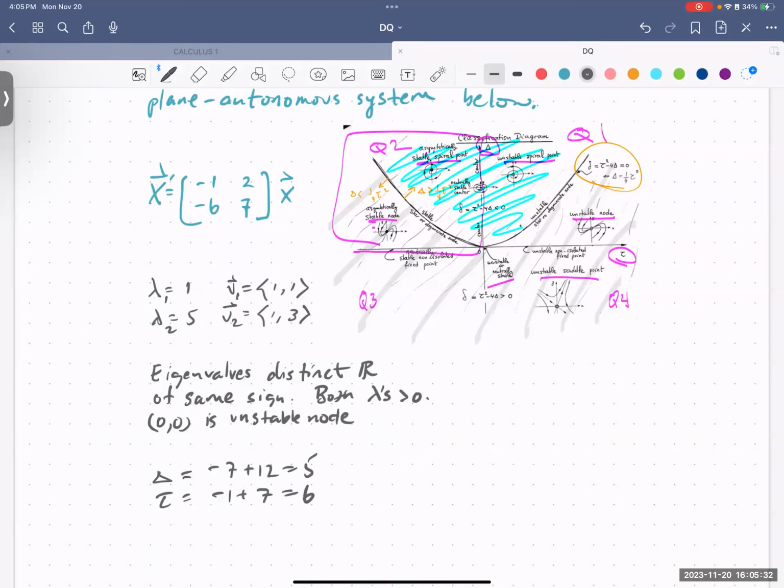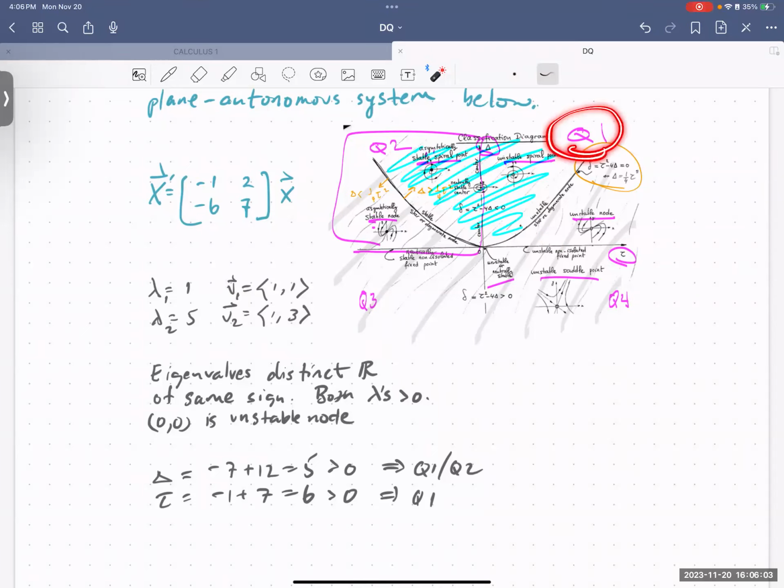Let's see, the determinant being positive puts us in quadrant 1 or quadrant 2 of your trace determinant plane. Here the determinant is the vertical axis, and we're positive, so we're above the trace axis. We're in quadrant 1 or quadrant 2. Then the trace is also positive. Trace is also positive. That restricts us to quadrant 1. Here's the trace axis. We're positive, so we're in quadrant 1 there.